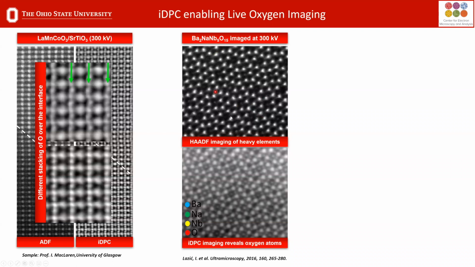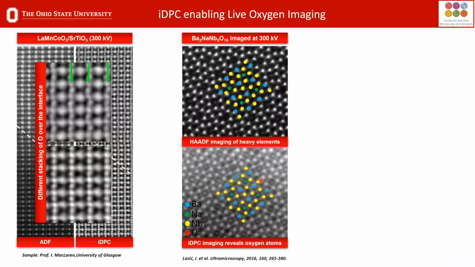And so it was really nice when we got to the point with HADF STEM, we could start to image the heavy elements. And so now you can start to see how what one might almost call non-uniform or glassy, like the heavy elements look in this case. But what we really want to know is where are the light elements? Where is the oxygen sitting? And so you can identify the barium, the sodium, and the niobium. And you can do that again in iDPC.